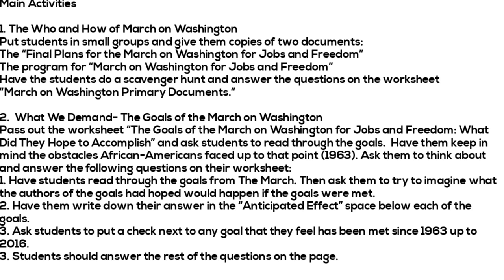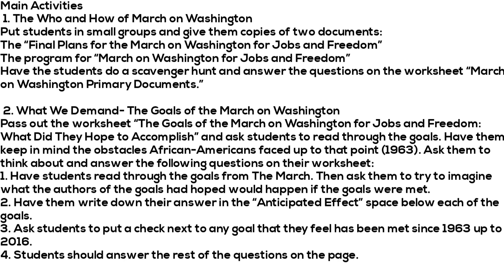The second activity will be an activity about the March on Washington. The first part will be the who and how of the March on Washington. Put students in small groups and give them copies of two documents: the final plans of the March on Washington for Jobs and Freedom, and the program for the March on Washington for Jobs and Freedom. Have the students do a scavenger hunt and answer the questions on the worksheet. March on Washington primary documents.